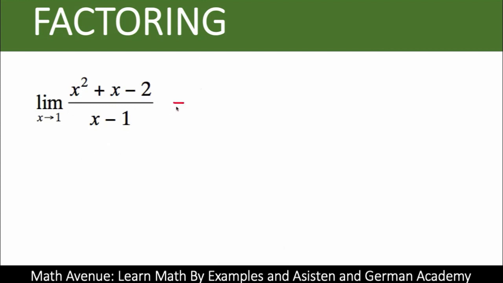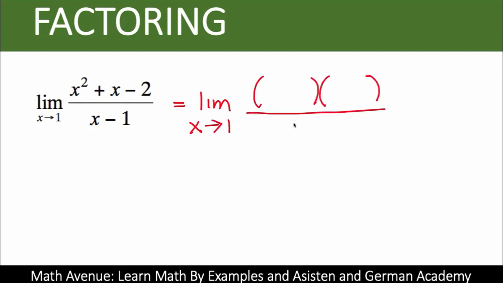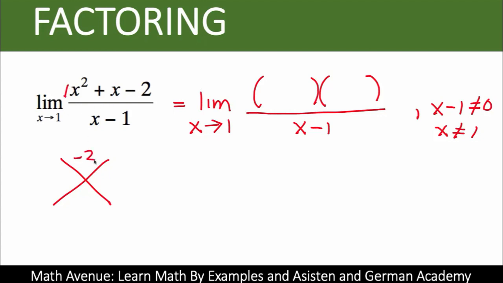So what we have now is the limit as x approaches 1 of the factors of the numerator over x minus 1, provided x minus 1 is not equal to 0, or x not equal to 1. This is not a problem here because we are only approaching 1. We are not getting f of 1. So how do we factor this quadratic trinomial? What we are going to do is get the coefficients of the first and the last term. That is 1 times negative 2 is negative 2, and the coefficient of the middle term is 1.